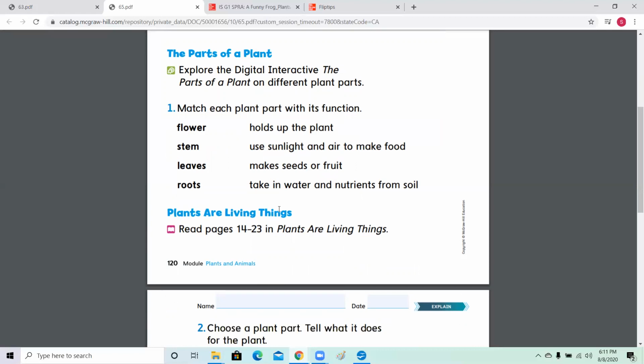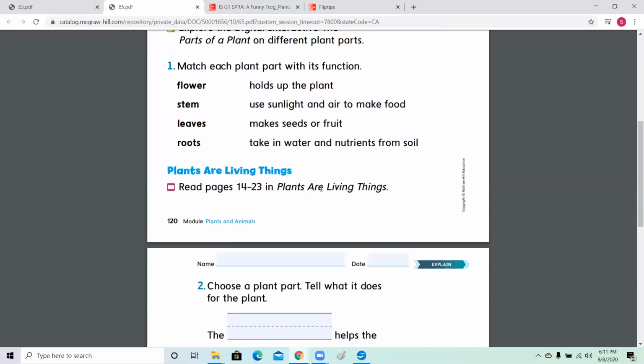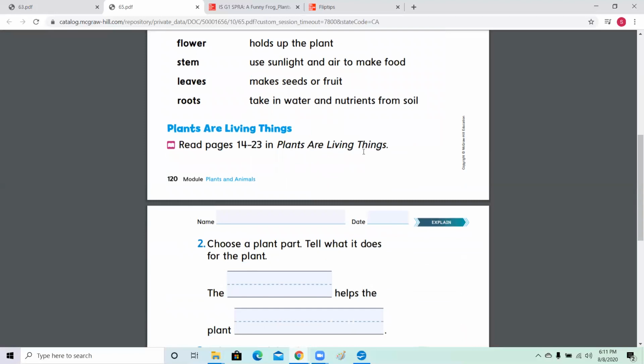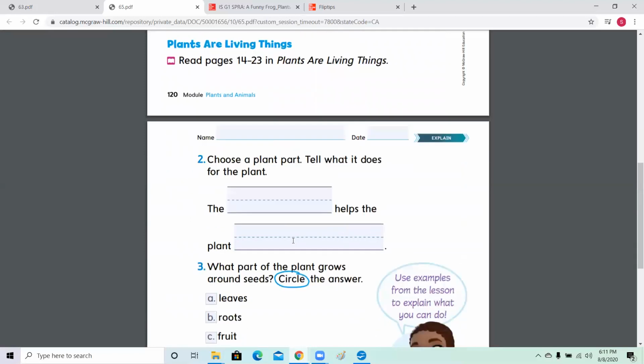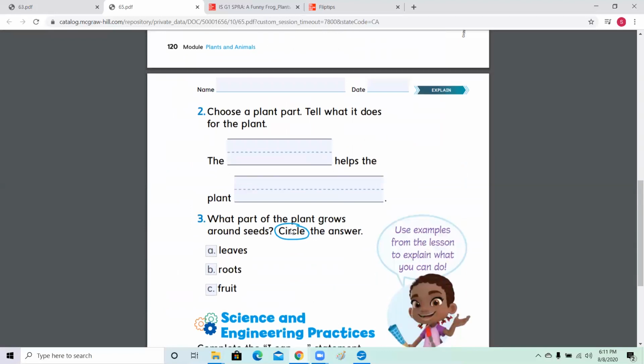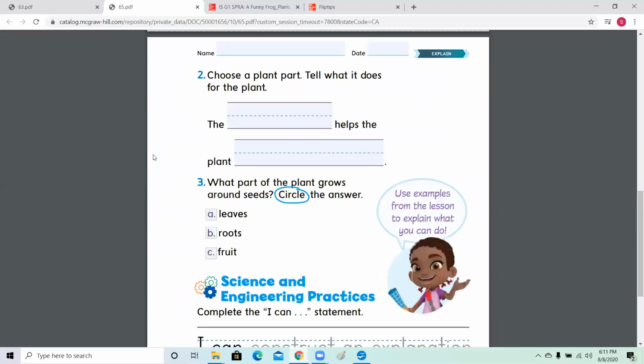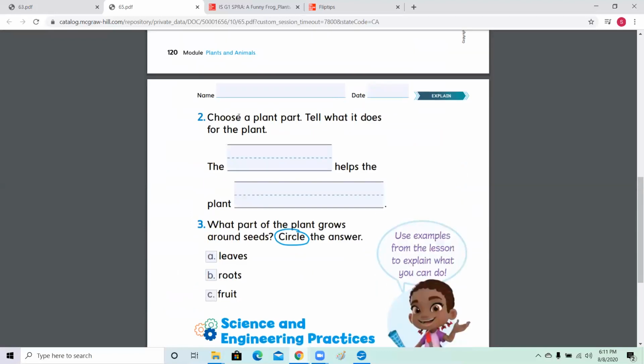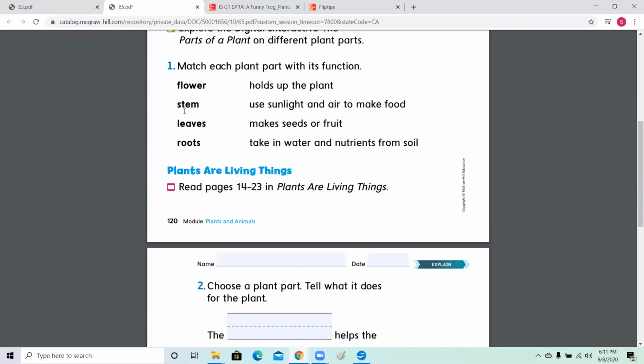All right. Plants are living things. We're going to read 'Plants Are Living Things' and we're going to answer these questions. But let's take a look at the question before we go and read our book. Choose a plant part. Tell what it does for the plant. The blank helps the plant to. So you choose any of these plant parts and tell me what it does for the plant.